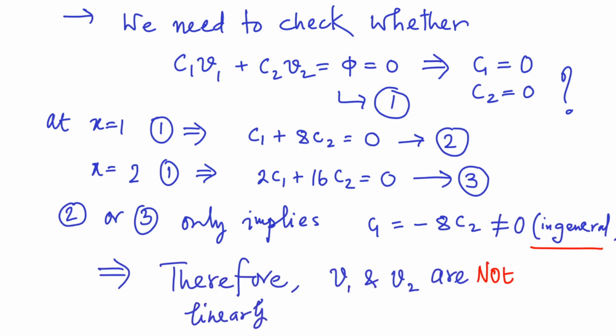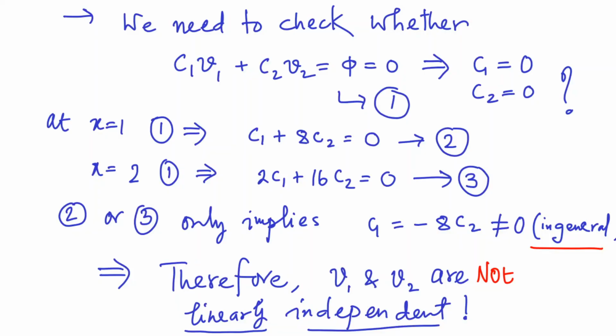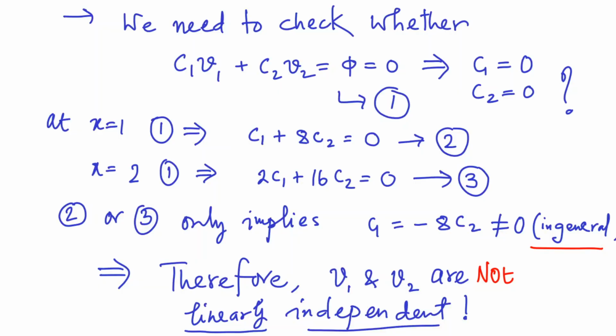Therefore, v1 and v2 are not linearly independent. In other words, if you impose the condition c1 times v1 plus c2 times v2 equal to phi, it does not necessarily mean the coefficients c1 and c2 are 0. Hence, the vectors v1 and v2 are not linearly independent, or they are linearly dependent.